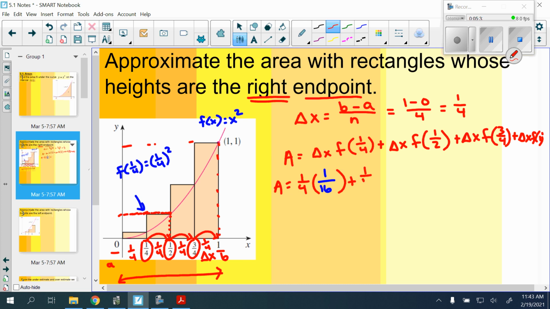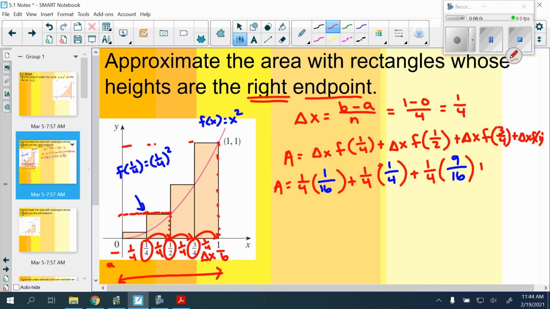Plus, now we've got another 1/4. Now what is f at a half? If we square a half, 1 squared is going to be 1, 2 squared would be 4. Plus, now we've got another 1/4. If we square the next value, which is 3/4, 3 squared is 9, 4 squared is 16.